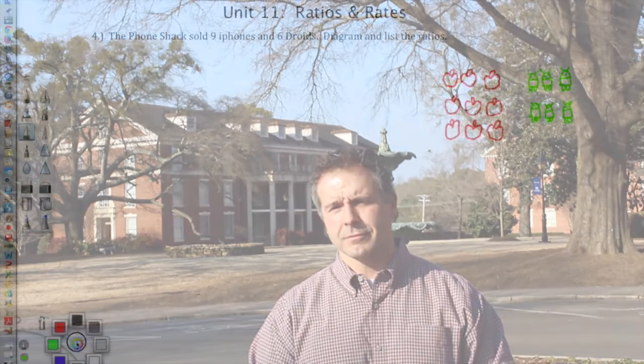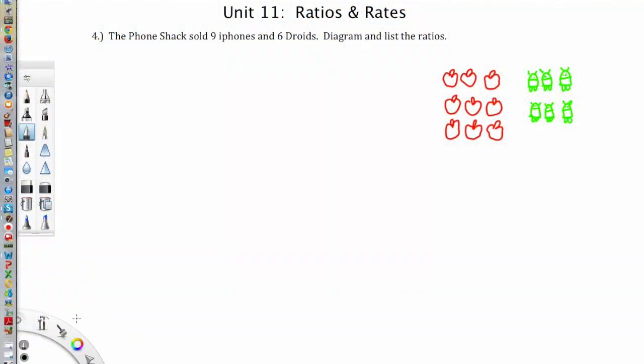Let's try another. Boys and girls, I don't know what overcame me, but as you can see, I got a little artistic with this one. Please excuse my art, but here we have the Phone Shack sold 9 iPhones in problem number 4 and 6 Droids. And we need to diagram and list the ratios. We have the wonderful diagram over here. Here I have 9 apples representing the iPhones. I know they look a little more like cherries, and these are my 6 Droid phones. They're the little droid symbols, or it's meant to be at least.